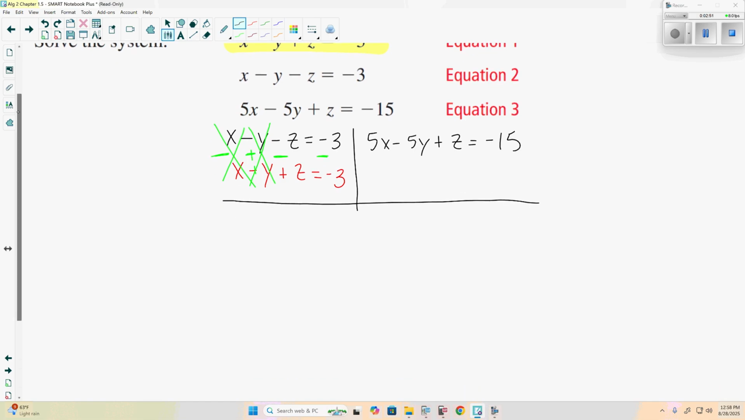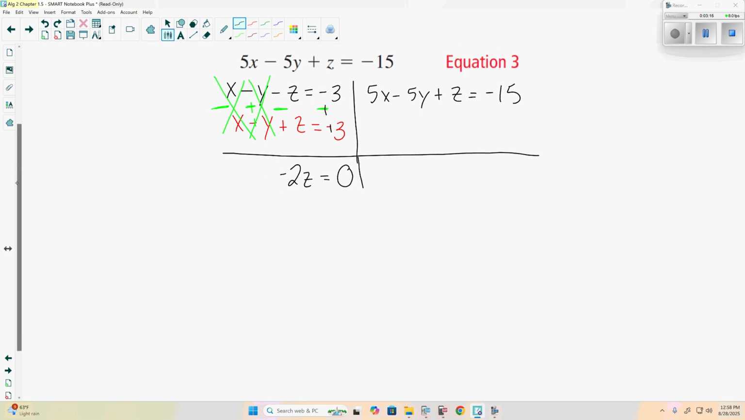Now negative z minus negative z is going to be negative 2z. Negative 3 minus negative 3, well, this negative makes a positive. Negative 3 plus 3 is 0. Now this is kind of nice. We've already gotten rid of one variable. We can solve it. And we got that z is equal to 0, yes?